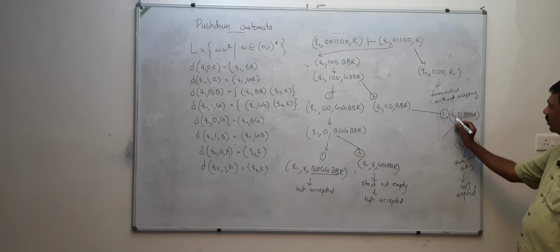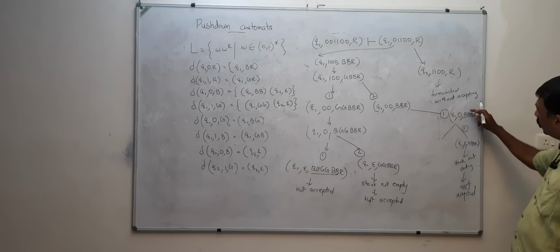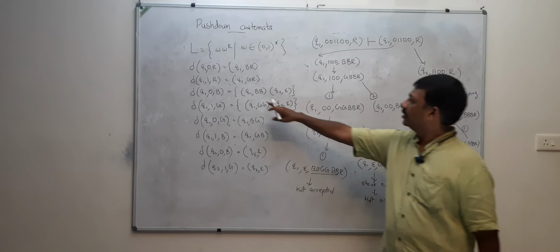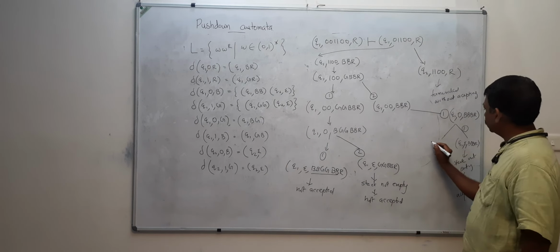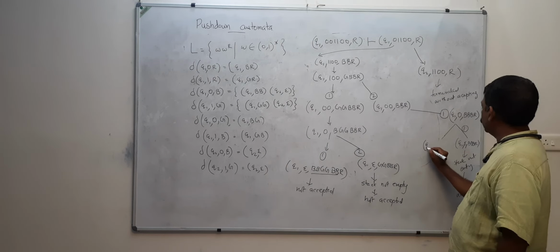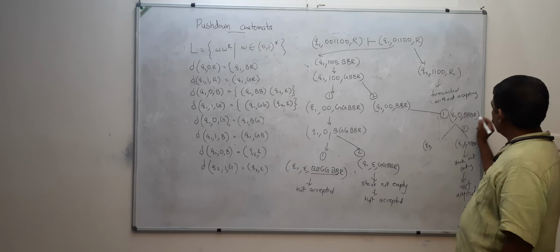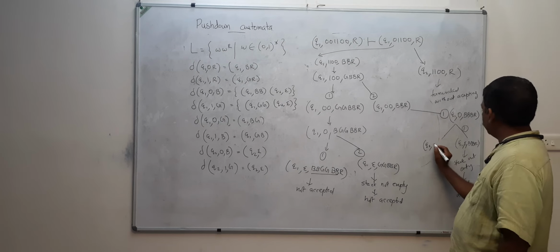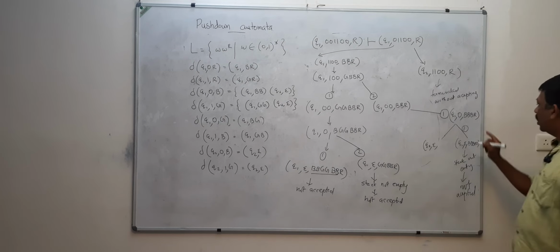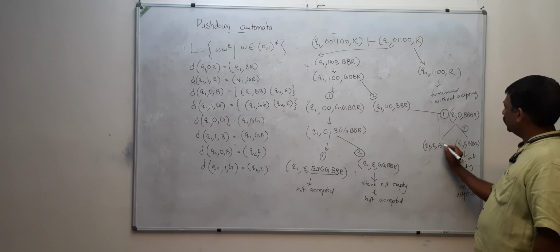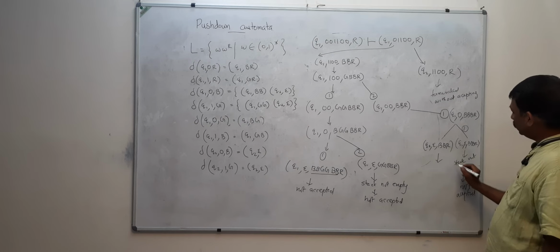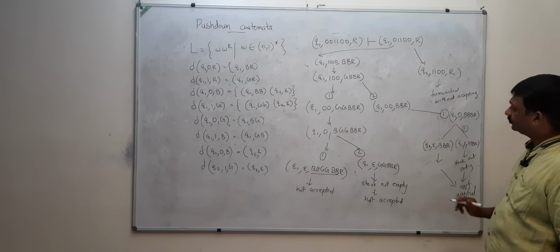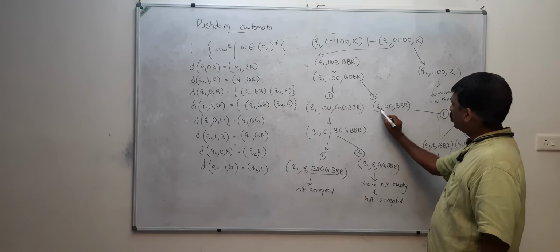Here 0, 0 and blank. That means you are popping a blank and switching to state Q2. This is in state Q2 and you are advancing to the next input symbol, so all the inputs have been consumed, and what remains is B, B, R. In this case also the stack is not empty, so not accepted. This is also not accepted.